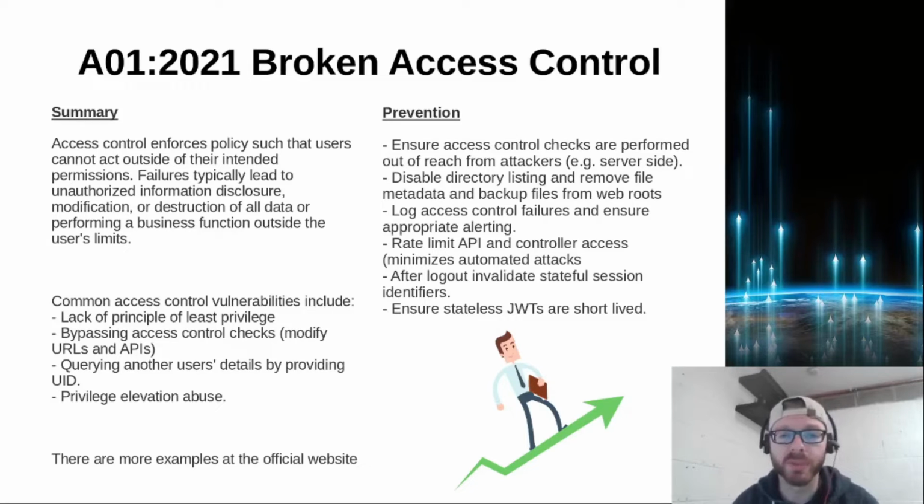And the best way to prevent broken access control is to ensure access controls are checked and that they're performed outside of the reach of the attacker, so on the server side, not the client side. To disable directory listing and remove file metadata and backup files from web routes. Log access control failures and ensure appropriate alerting. Rate limit API and control of access. That'll minimize the automation of attacks.